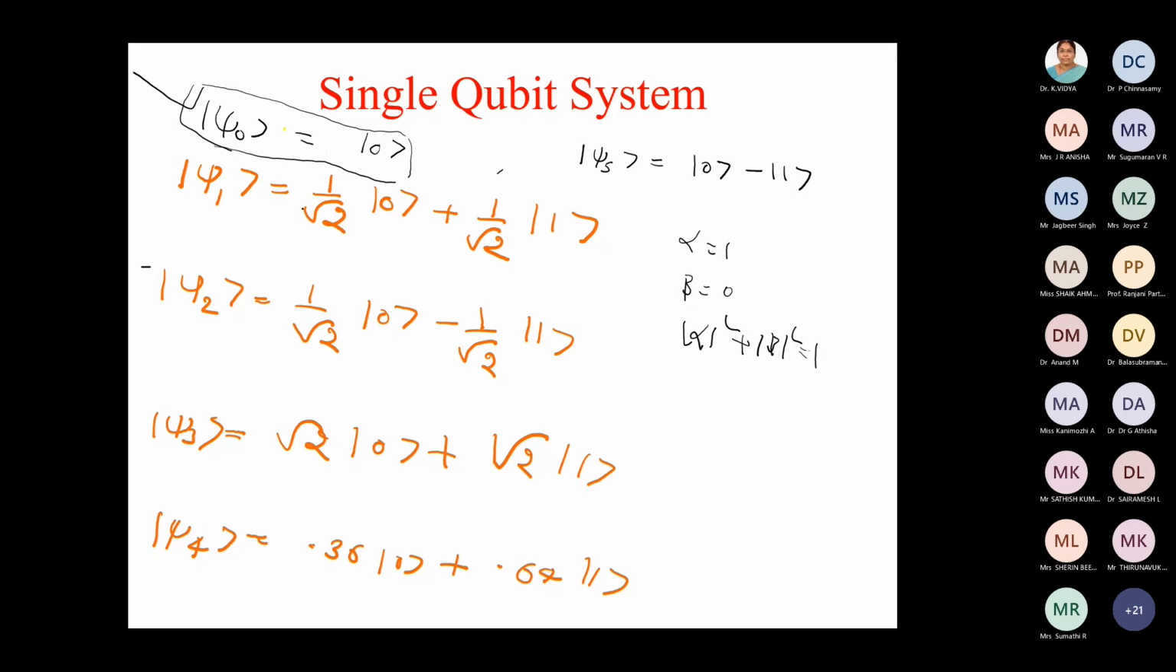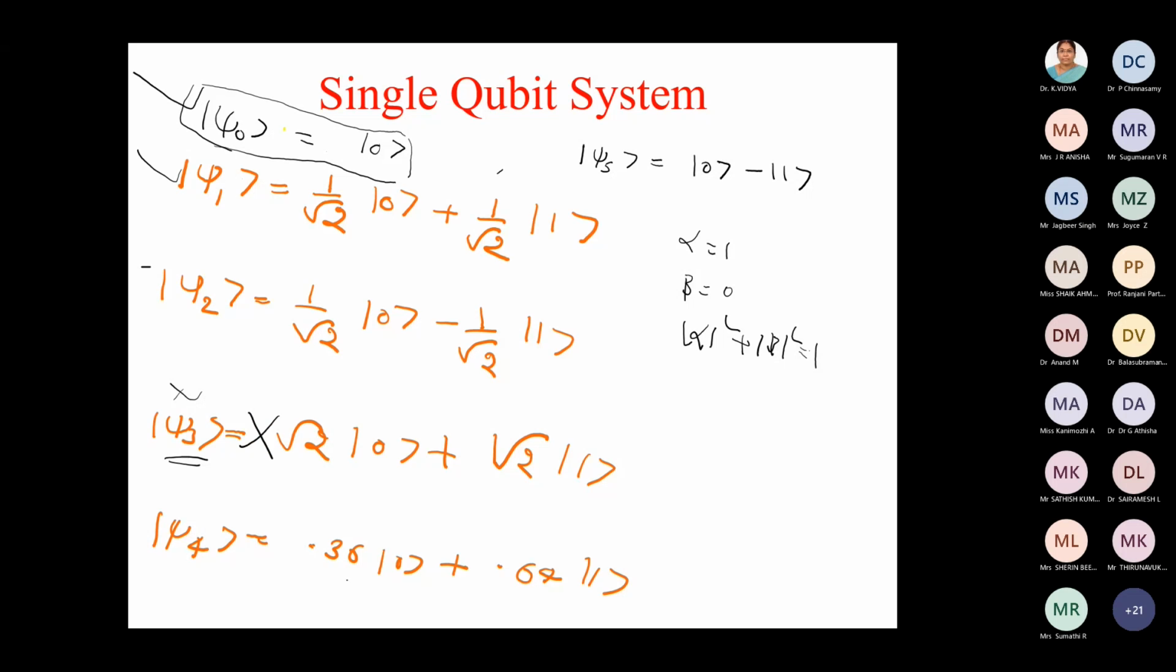What about the second one, psi 1? Coefficients are this and this. Yes, a valid state only. What about this psi 3? Is this valid? No, sir. Why? Because that sum is 4. So it's not a valid qubit state.